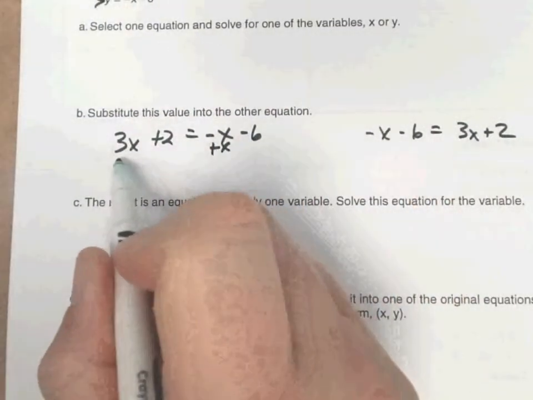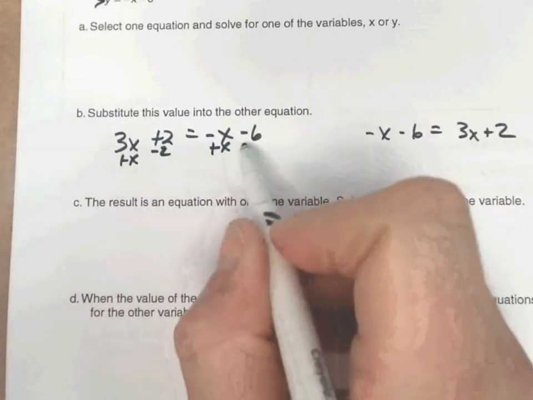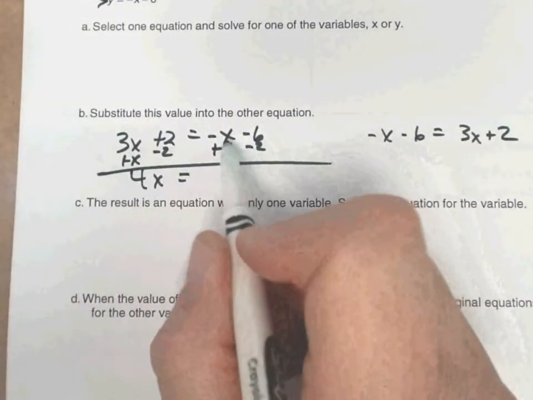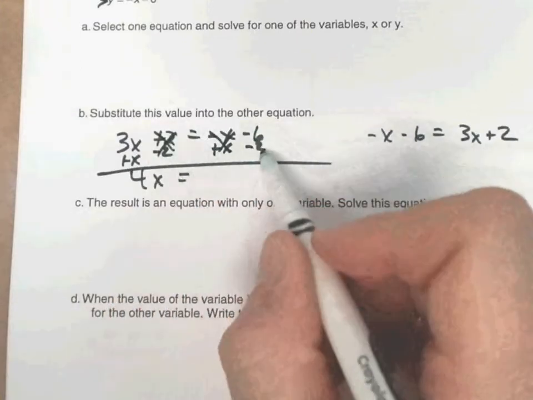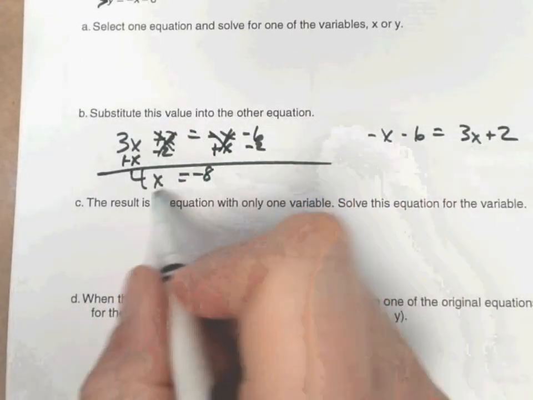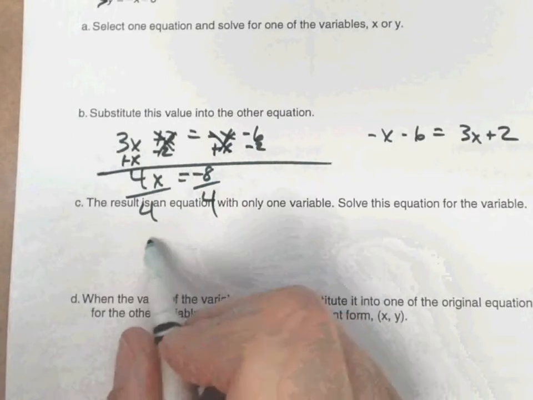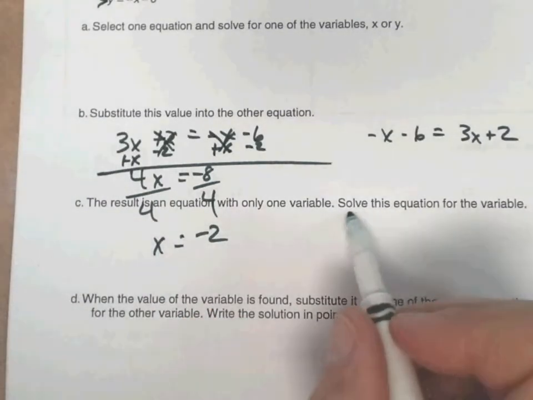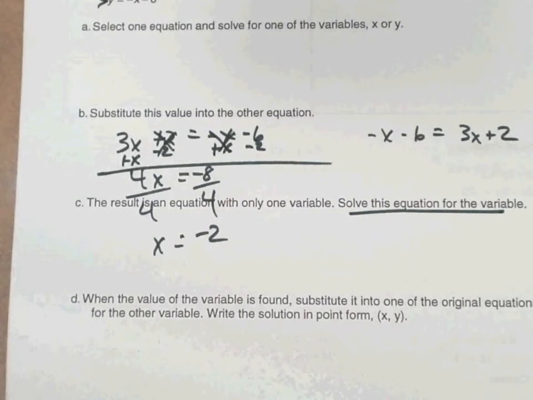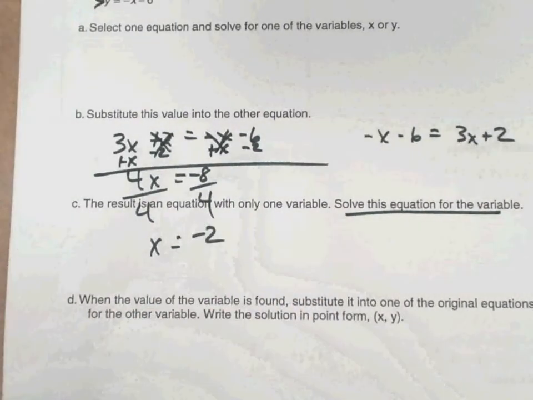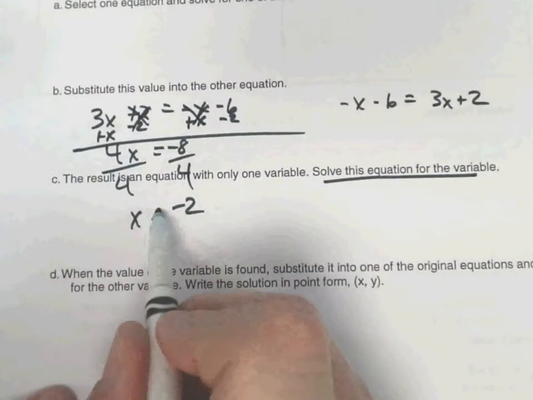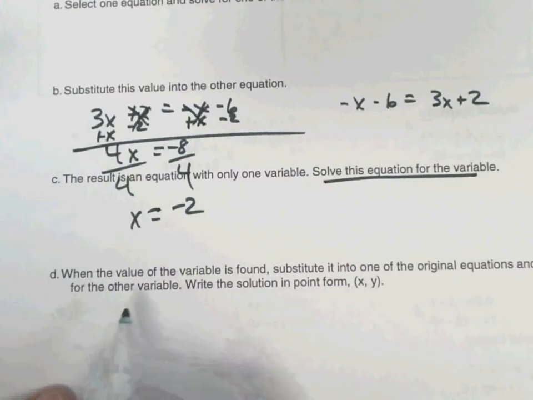I add x to each side, and I'm going to subtract 2 from each side. Negative 6 minus 2 is a negative 8. Divide it by 4, and I get x is a negative 2. So this is solving the equation for the variable. These were solved for y's. Whenever I solve for y, that means I'm trying to find an x. I found my x was negative 2. This is half of my solution.